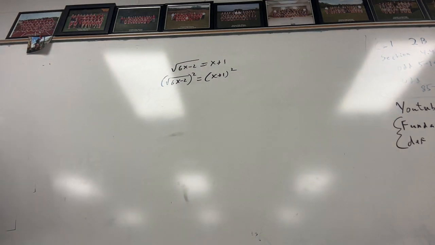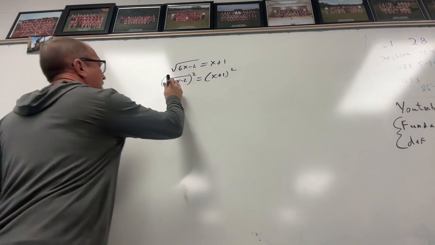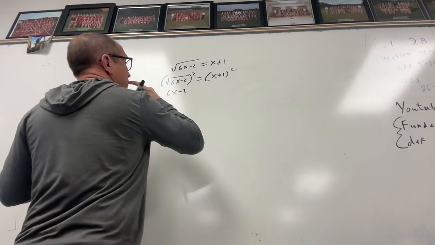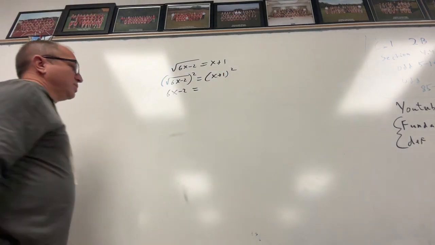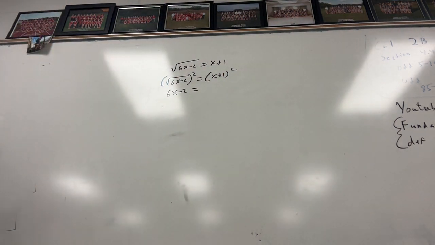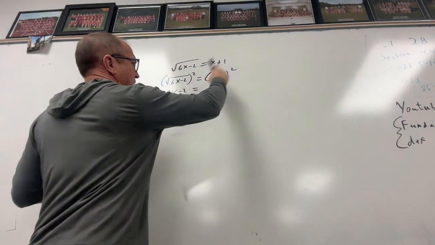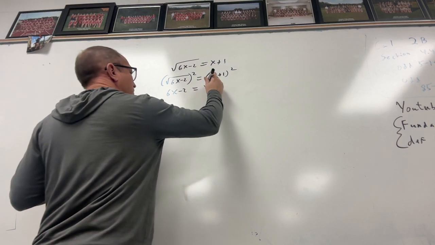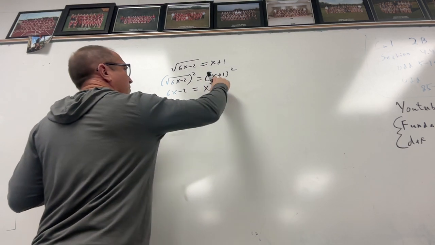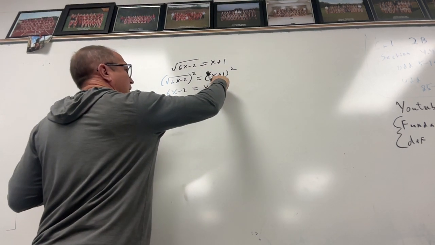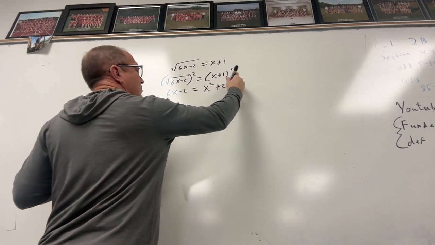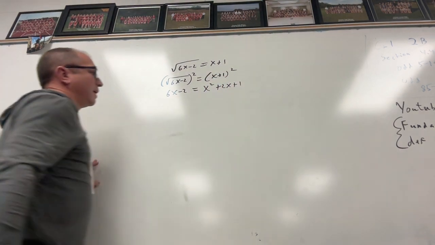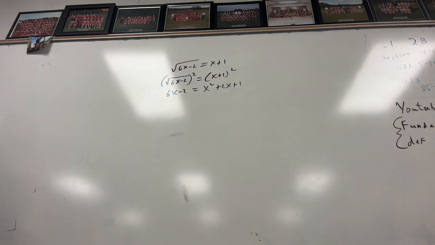Of course, if you square a square root, what happens? It cancels out, right? So I've got 6x minus 2, and then this one, remember, you square x plus 1, it's not x squared plus 1. It's the same thing as multiplying x plus 1 times x plus 1. So we said earlier, remember, it's the first term squared, then it's 2 times the first times the second, so 2x, and then plus 1. And now it's just a standard equation.